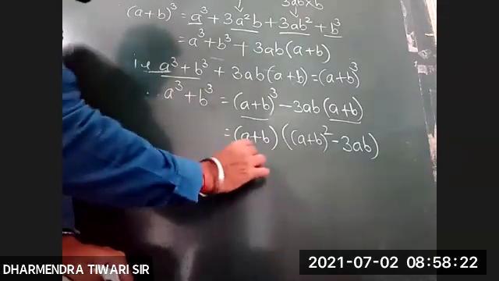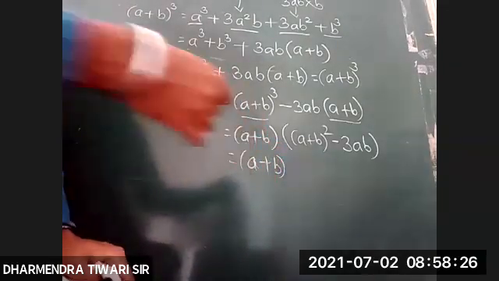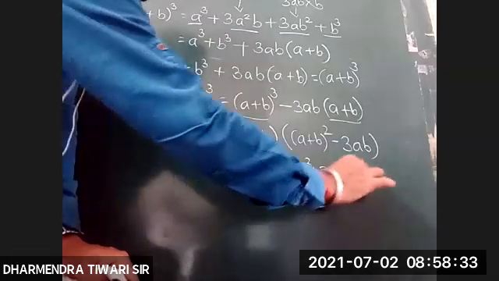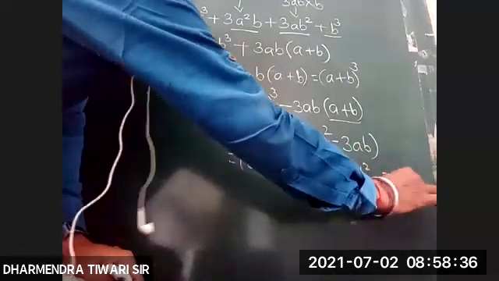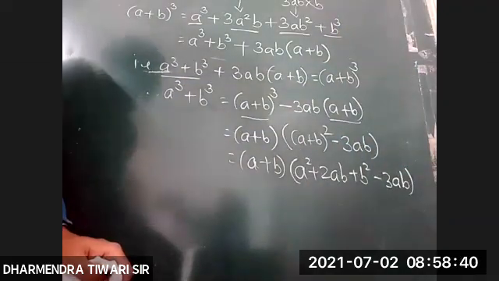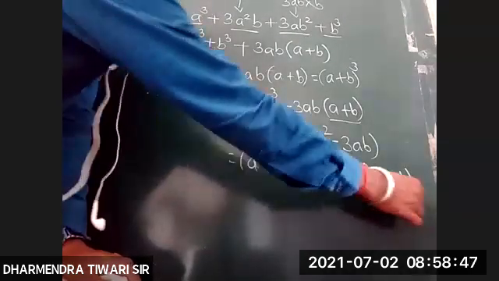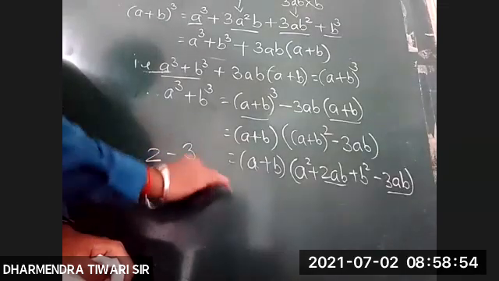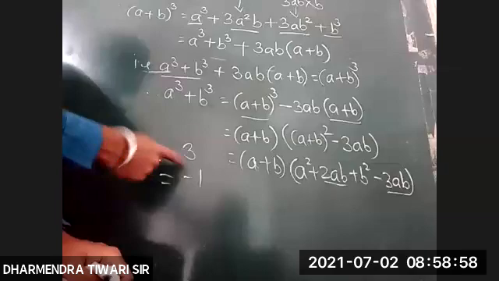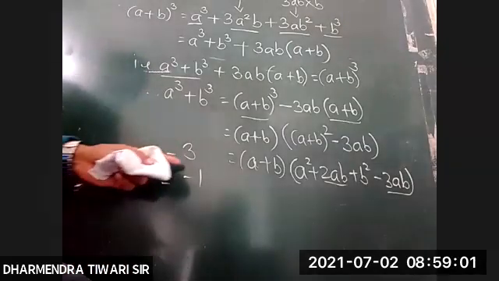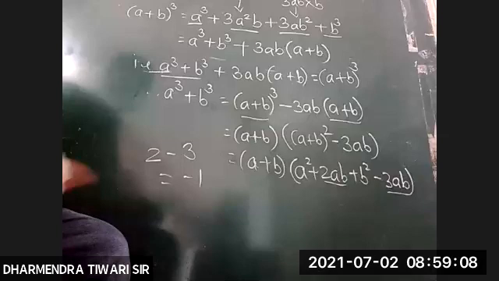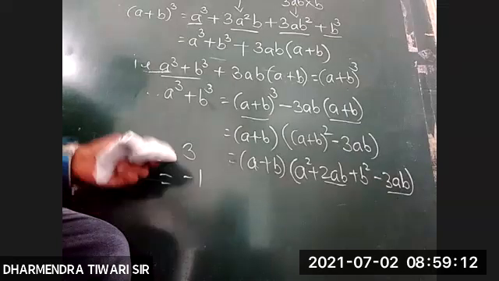After this, just open the bracket. You can solve this as a square plus 2ab plus b square minus 3ab. Now, we have 2ab and we have minus 3ab. When it comes to calculation, 2 minus 3, what is the answer? Minus 1. Take the sign of the greater number, which is minus. So I got minus 1, with the negative sign of the greater number.